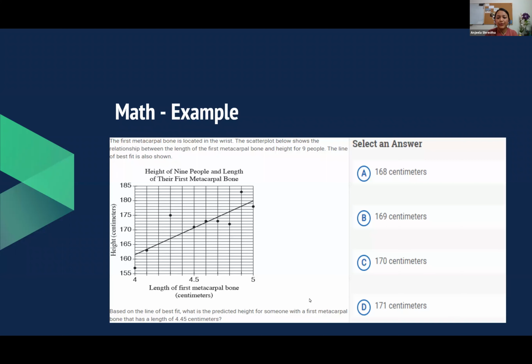So for example, in this question here, you will see there's a scatter plot and you are being asked to determine the height. This is just one example, and you might also be given another question based on this same scenario.